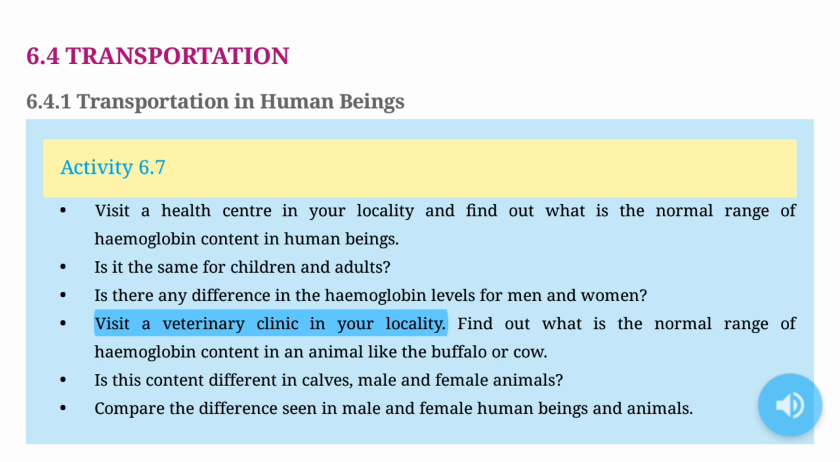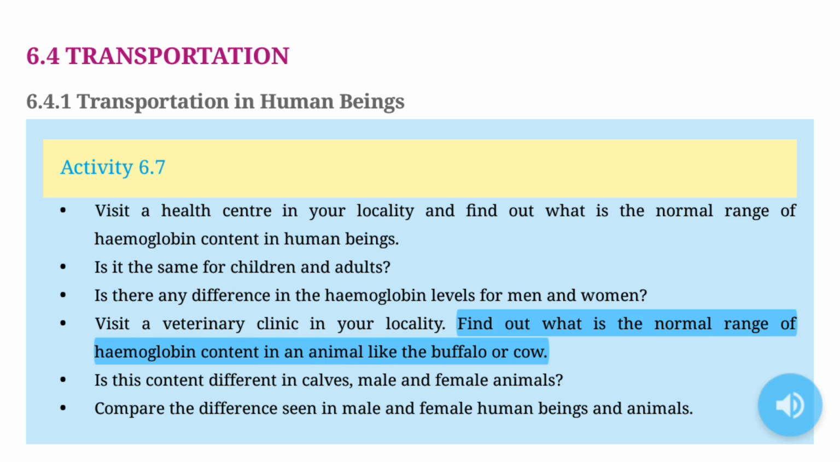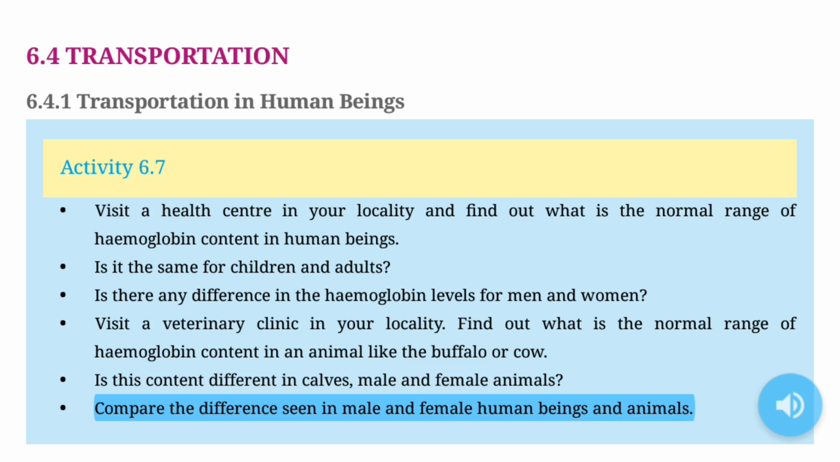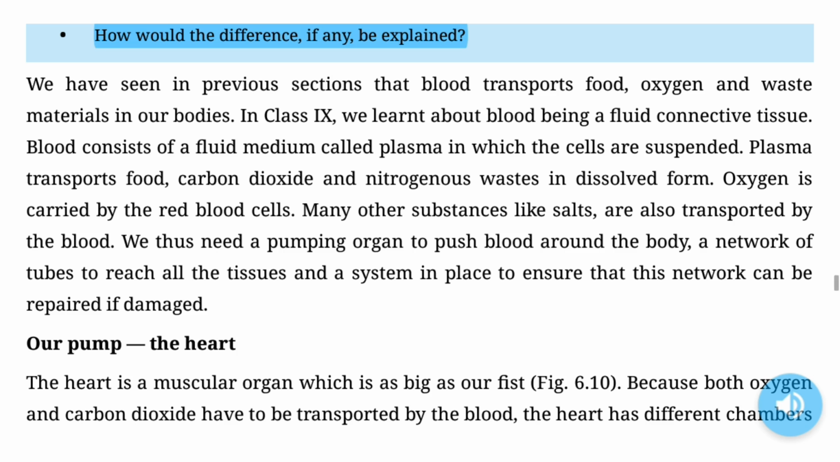Visit a veterinary clinic in your locality. Find out what is the normal range of hemoglobin content in an animal like the buffalo or cow. Is this content different in calves, male and female animals? Compare the difference seen in male and female human beings and animals. How would the difference, if any, be explained?